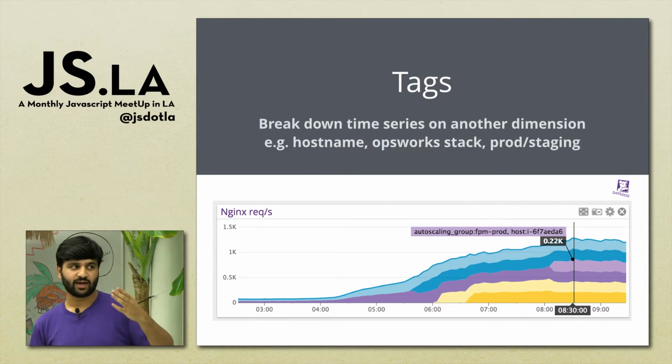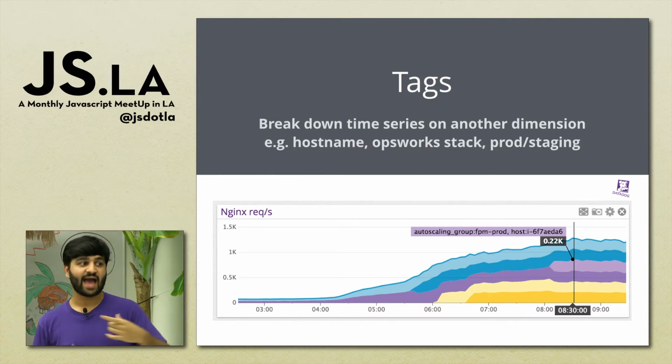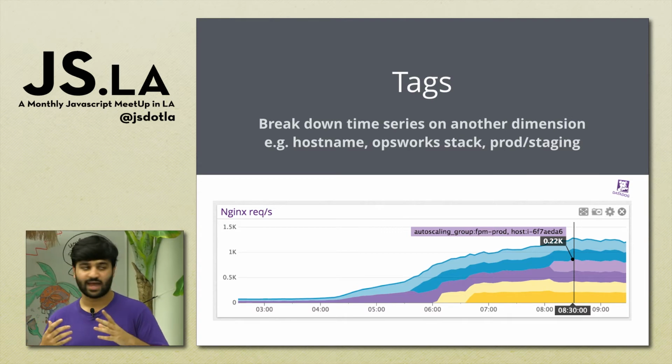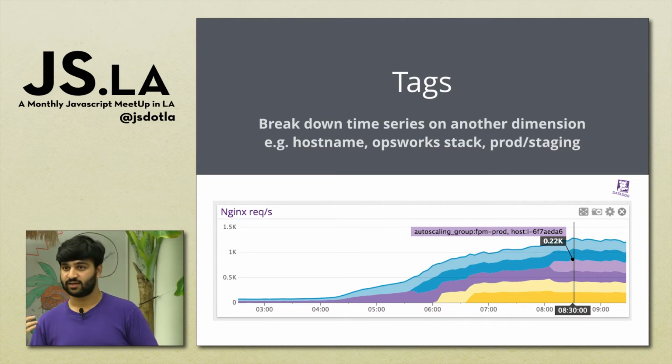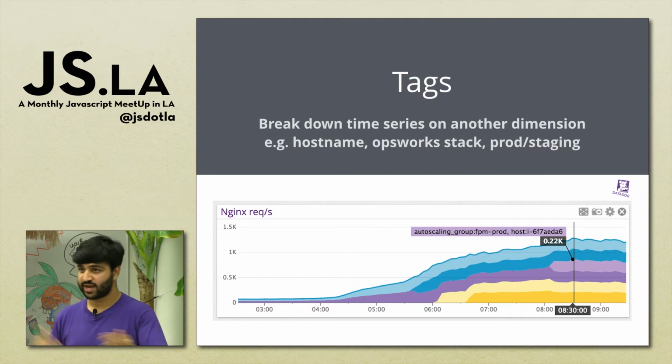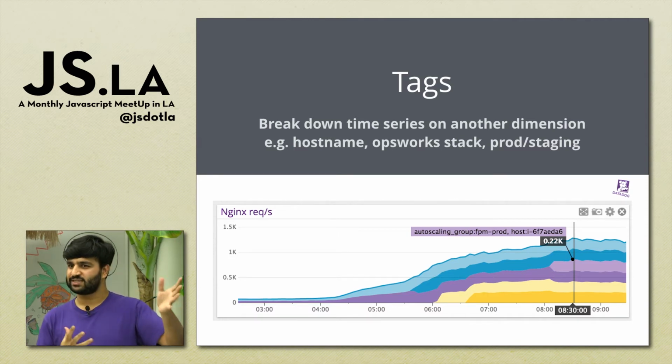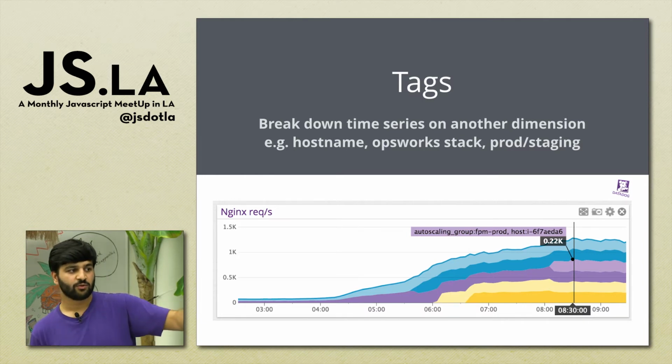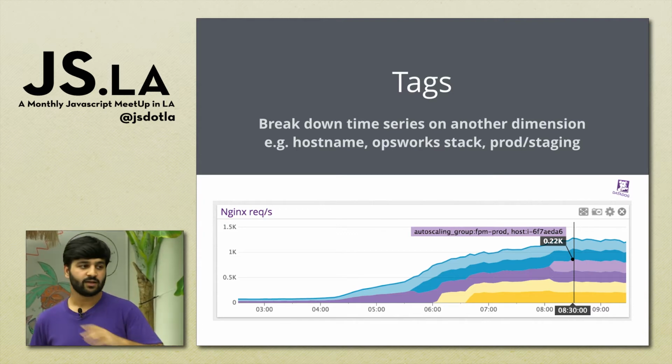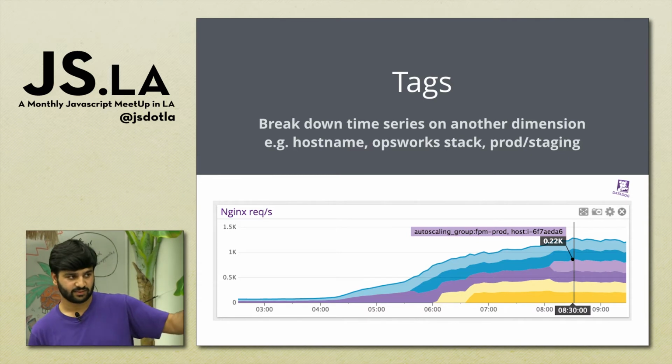For example, when you send a metric, you could tag it with the host name, or the Amazon OpsWorks stack it's running on, or production versus staging. Then you can filter what tags you want to see, but you can also do cool stuff like this. We're running on Amazon, and we've got a bunch of PHP application servers set up with auto scaling. And this graph shows how our load increases over time throughout the workday.